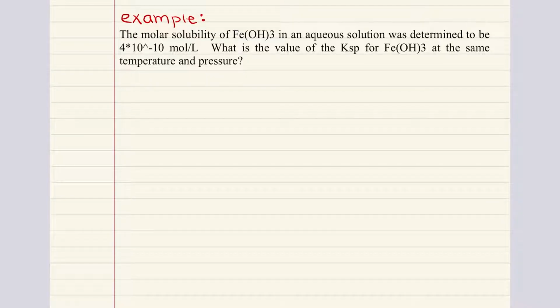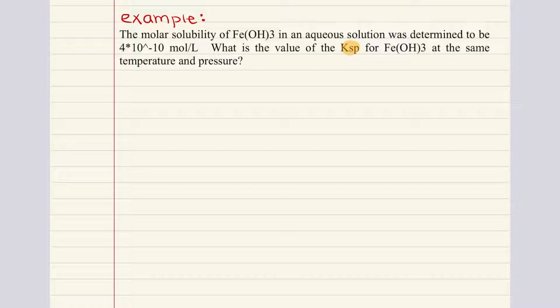This first problem says the molar solubility of iron(III) hydroxide in an aqueous solution was determined to be 4 times 10 to the minus 10 moles per liter. What is the value of the KSP for iron(III) hydroxide at the same temperature and pressure? So our ultimate goal is to calculate the KSP for iron(III) hydroxide.